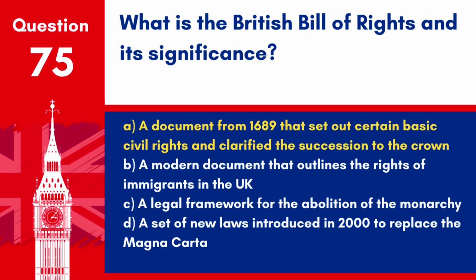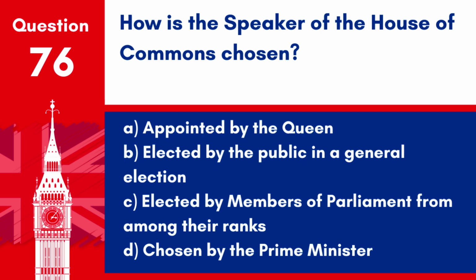Answer A. A document from 1689 that set out certain basic civil rights and clarified the succession to the Crown. The British Bill of Rights is a significant constitutional document that limits the powers of the monarchy and sets out the rights of Parliament.